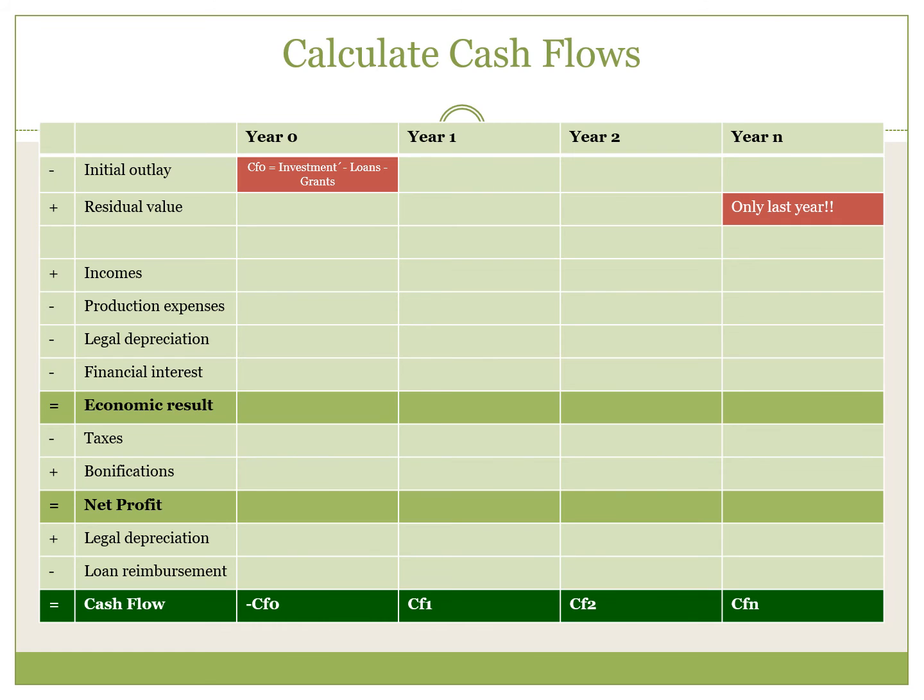That's why we put it in a different line. Okay, so in order to get the first result, that will be the economic result, you have to do incomes minus production expenses minus legal depreciation minus the financial interest. And yes, this is the economic result we studied in the first lesson of this course. It's exactly the same one. What is different is what we're going to do from now on with it.